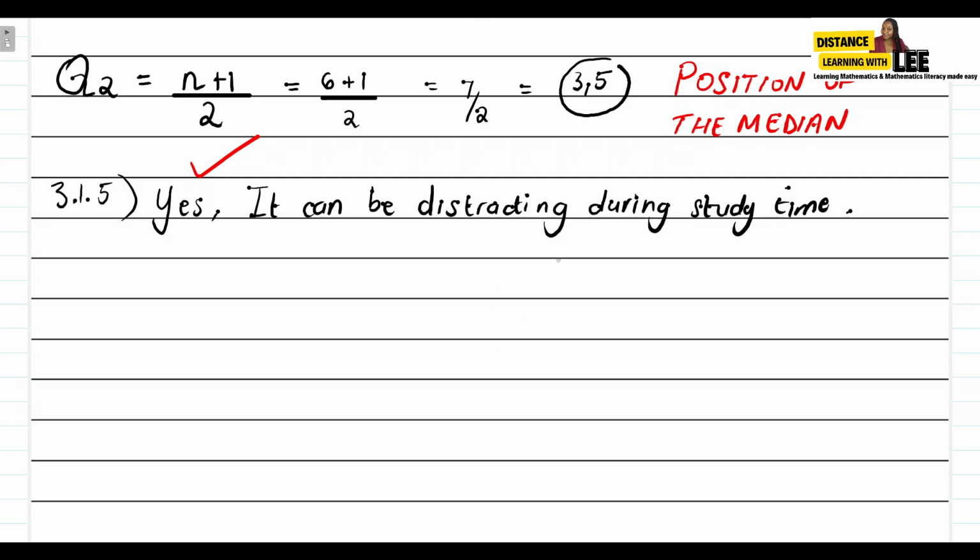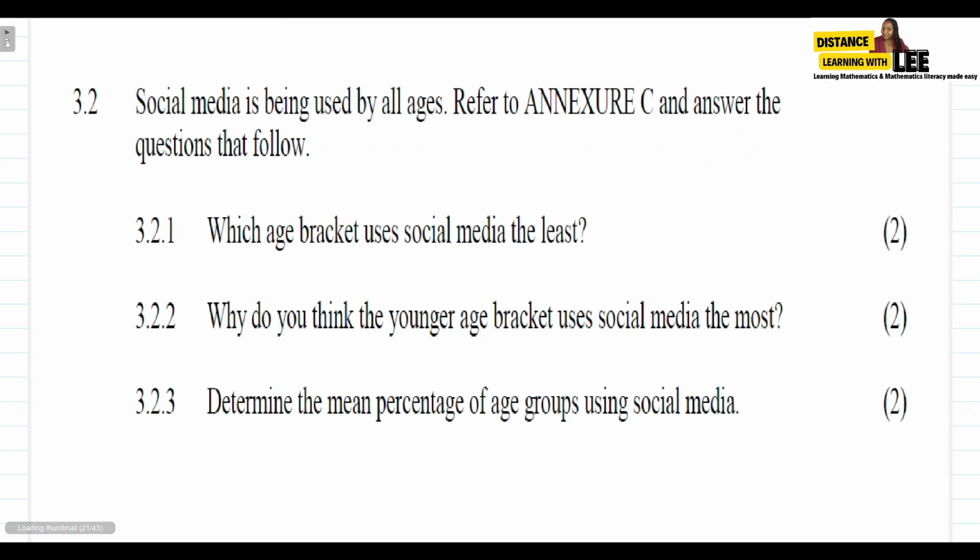Okay, and question 3.1.5, you'll get 1 mark for saying yes, learners should be protected or sheltered from social media, and another mark for giving a reasonable explanation as to why learners need to be protected or sheltered from social media. Okay, so it's a total of 2 marks. So that is it for question 3.1, right? We are going to continue on with question 3.2.